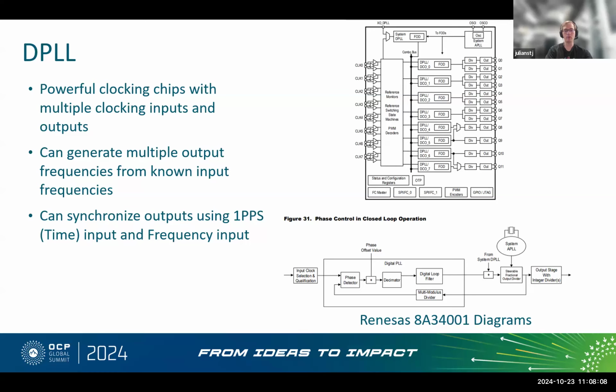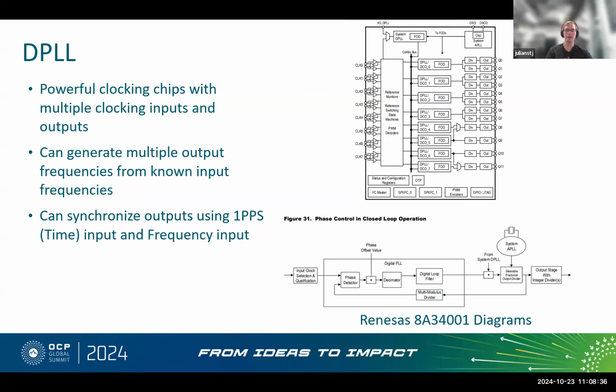And a core feature of modern DPLLs is they have a lot of 1 PPS capability. So they can synchronize outputs to a 1 PPS time input and frequency input. So if you have your 10 megahertz input and a 1 PPS from, say, a GPS receiver, and you want the output to be frequency traceable to the 10 megahertz, but also edge aligned to the 1 PPS, these DPLLs can handle that alignment in time and frequency.